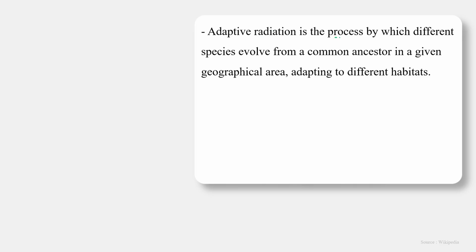It is a process by which different species evolve from a common ancestor in a given geographical area, adapting to different habitats. This is known as adaptive radiation.